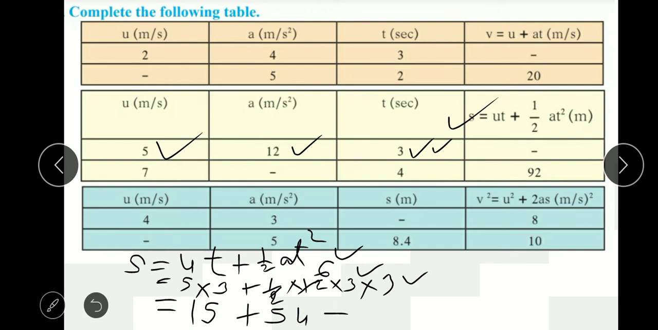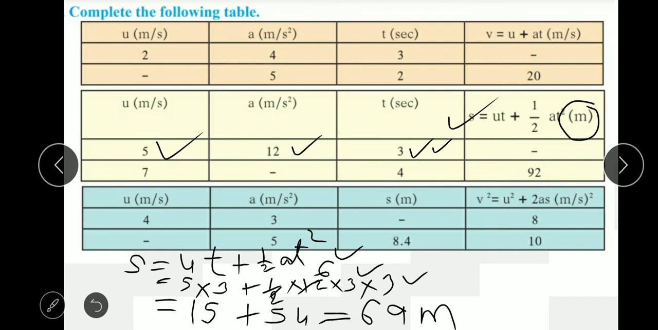When you add 54 and 15, you will get 69, students. So here the answer is 69. Now what is the unit? It is meters, so here I'll write meters, students. In this way you can solve the sum.